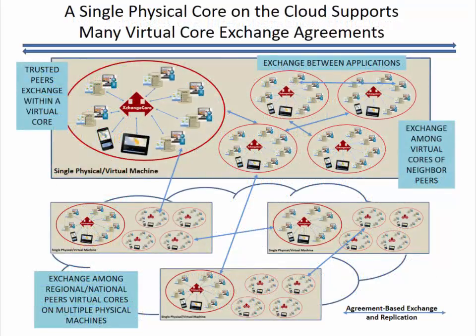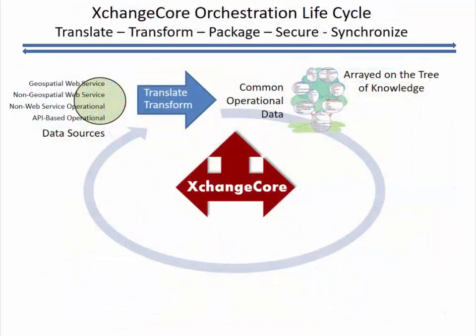XchangeCore applications and their connectors can be configured in nearly infinite variety on the cloud and in local networks. A single physical machine can contain many virtual XchangeCores, each with its own separate security exchange agreements. This means XchangeCore is endlessly scalable for a city or a county, a state, or even across countries. When the XchangeCore network and exchange agreements are in place, every incident then becomes part of the XchangeCore orchestration lifecycle.